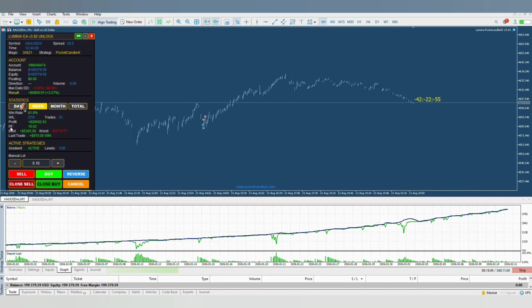29,692.93 cents in profit. Profit factor is very, very high. If you have a profit factor of 2.1, that robot is good. But take a look at this, 10.62. This is crazy. You can go to the monthly to see what we have.